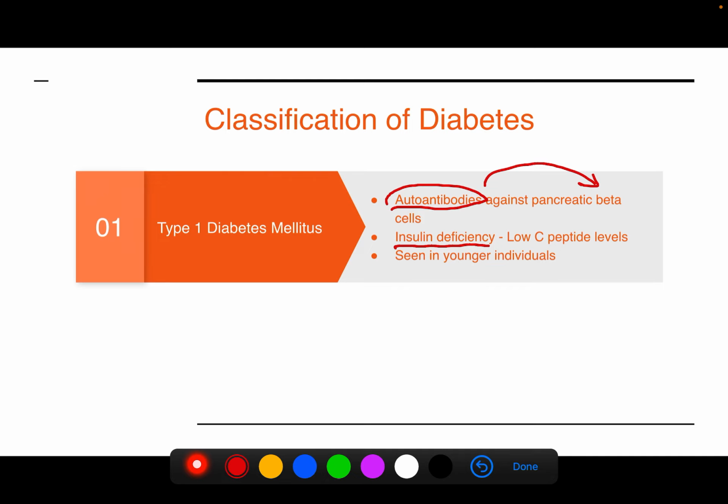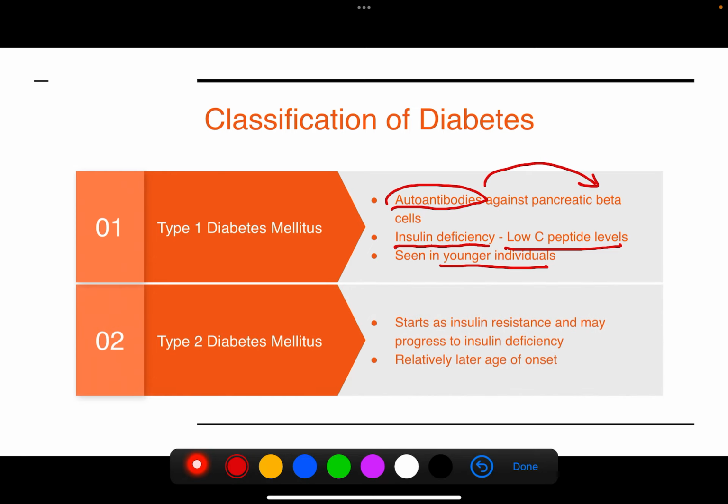In brief, whenever insulin is produced in the body, C-peptide is also produced. So if the body is producing enough insulin, there is enough C-peptide. And if the body is producing less insulin, there are low levels of C-peptide. Because in type 1 the body is not able to produce sufficient insulin, the C-peptide levels are low. And type 1 is commonly seen in younger individuals.